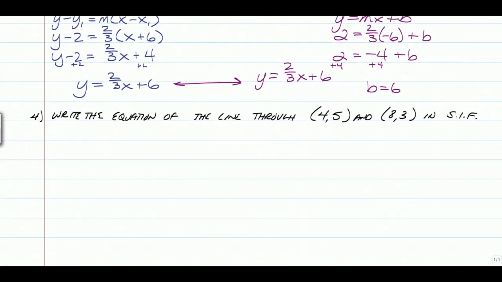The last example is just one step more. Now I don't even give you a slope. I give you 2 points. You have to find the slope on your own, select one of the points that you want to work with, and then write the equation of this in slope-intercept form. And for this problem, now that you've seen it done multiple times, I would like you to pause the video, try this on your own, and as soon as you're ready, click play, see if you get the right answer.